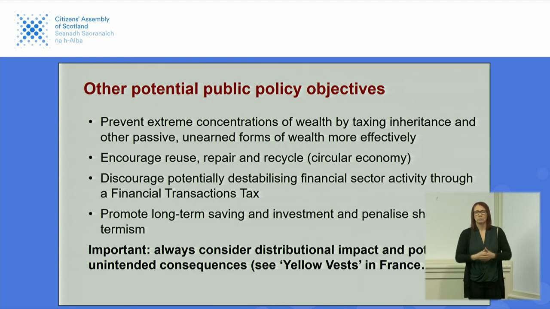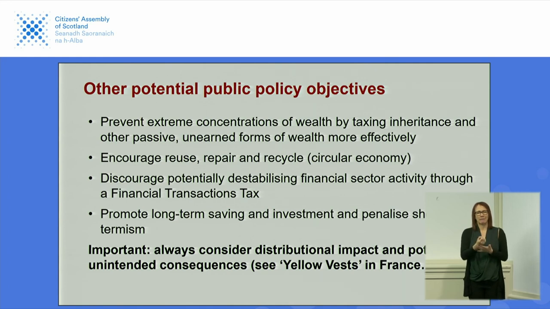Encourage reuse, repair and recycle, a kind of circular economy approach. Can we use the tax system to encourage people to get things repaired rather than going out and buying brand new stuff all the time? Maybe we can. Discourage potentially destabilizing financial sector activity through a financial transactions tax.